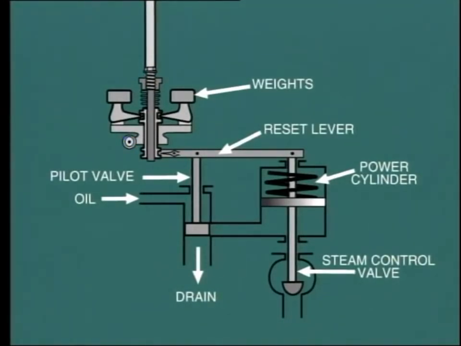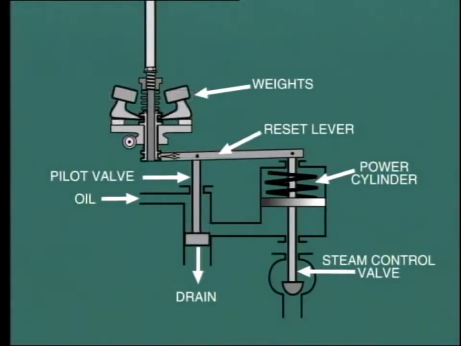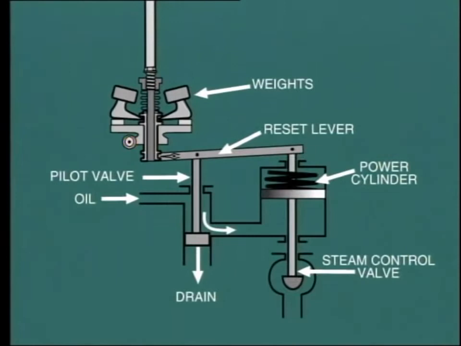In this configuration, a change of turbine speed causes the centrifugal weights to move. For example, a decrease in speed causes the centrifugal weights to move inwards and lower the pilot valve. This, in turn, allows more high-pressure oil to enter the power cylinder and raise the piston against the compression spring. This movement of the power piston opens the steam control valve and allows more steam to enter the turbine, which causes its speed to increase. Also note, as the power piston rises, the reset lever lifts the pilot valve back into the neutral position again.